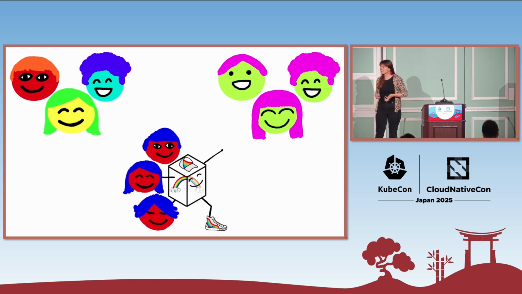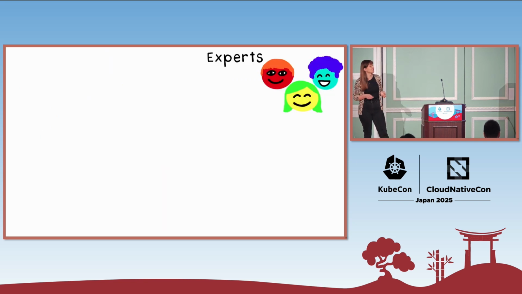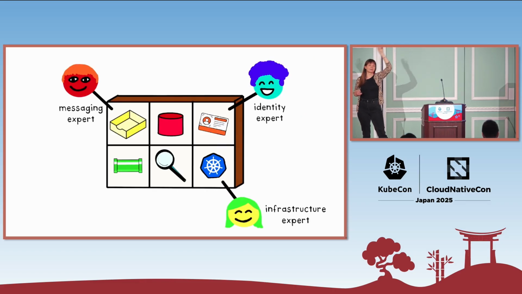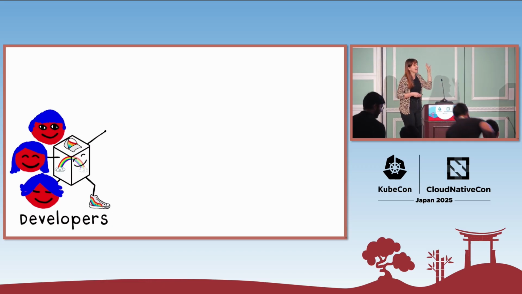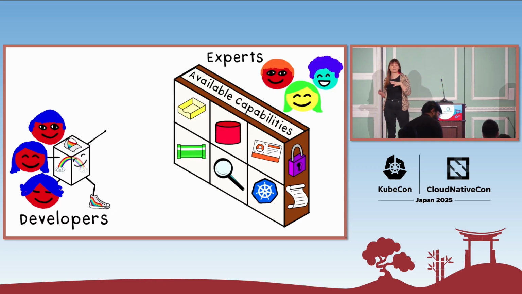So we have 3 groups of people that help with platforms. The first are the experts. The experts know a lot about one thing. So they're database experts, messaging experts, Kubernetes experts, and then we have our developers or our users. They're not always developers. I'm oversimplifying a little bit. And our developers need to get stuff from the experts.